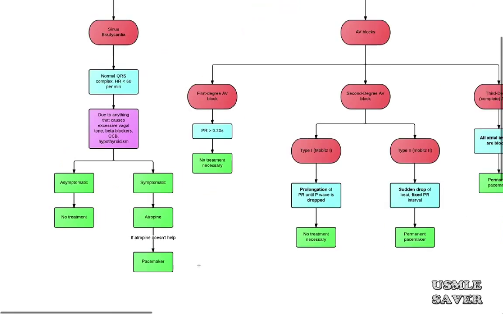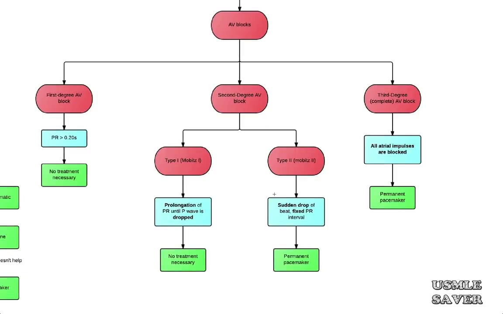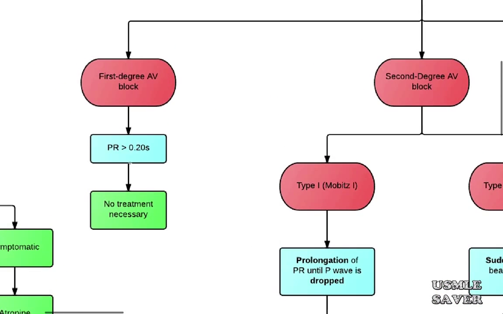Now let's move on to heart blocks. As you all know, there are 3 different types of heart blocks: first degree, second degree, and third degree. Second degree has 2 types: type 1 or Mobitz 1 and type 2 or Mobitz 2. Let's start with first degree block. How do you recognize it on EKG? It'll have prolonged PR interval. When I say prolonged, it will be more than 200 milliseconds or 0.2 seconds. These patients don't need any kind of treatment.